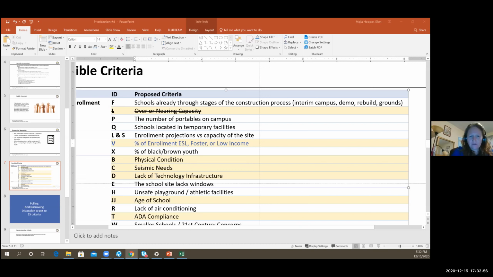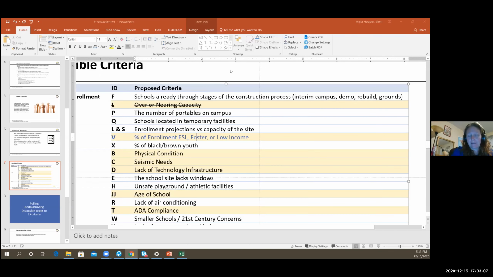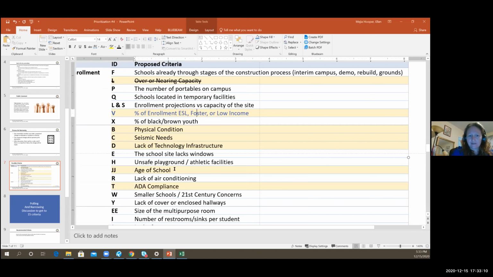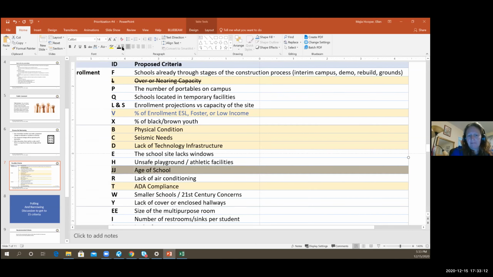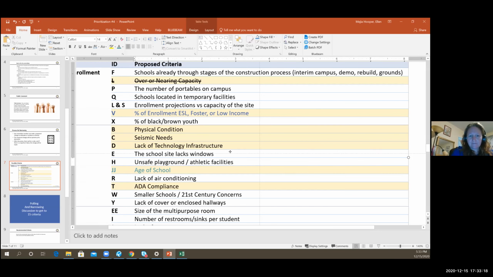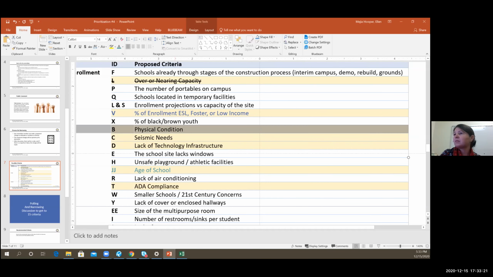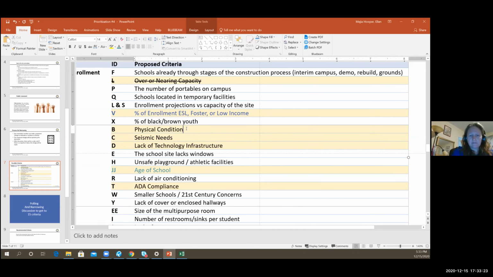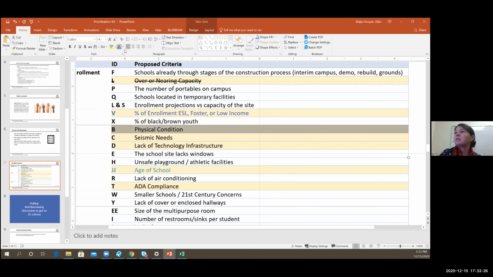Well, yeah, I was wondering if we could combine physical condition and age of the school, because I feel like those are probably pretty related. I don't know if there was a lot of discussion about that last year, because they were both from last year, but that was a thought. Age of the school and condition? Physical condition, yeah. All right, so we're talking about B and JJ. Is there any discussion on this?